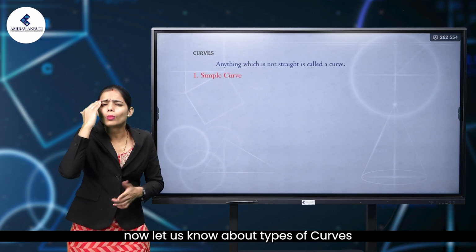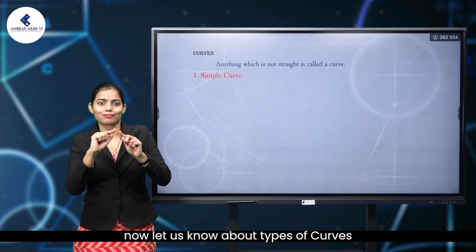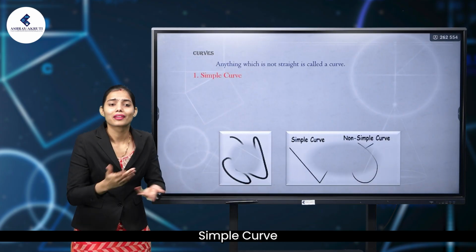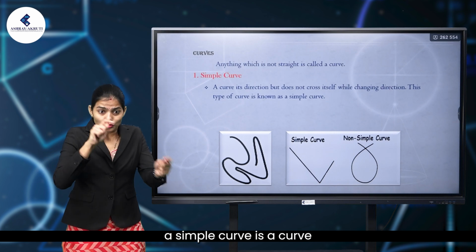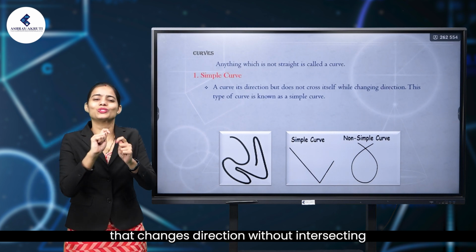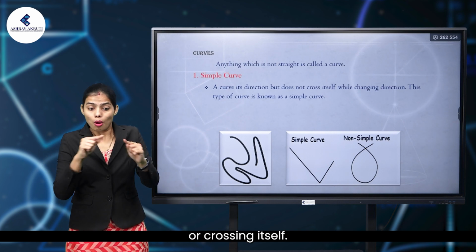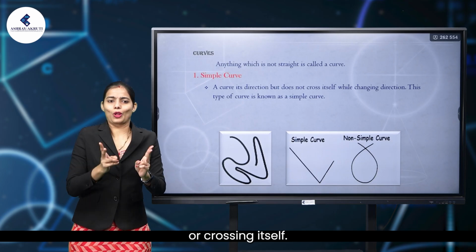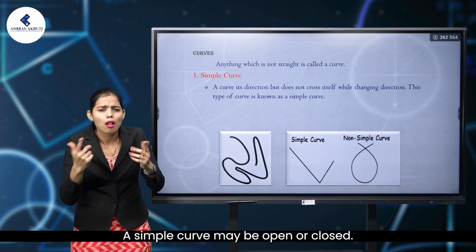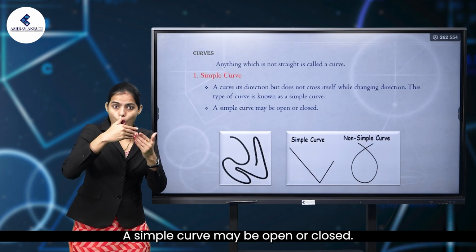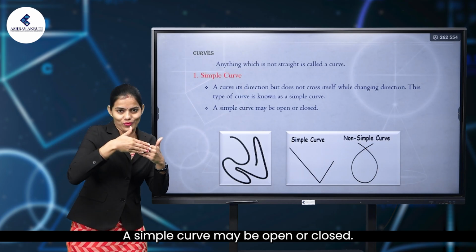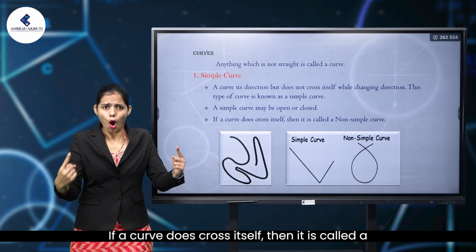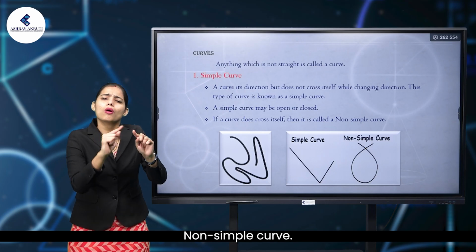Now let us know about types of curves. Simple curve. A simple curve is a curve that changes direction without intersecting or crossing itself. A simple curve may be open or closed. If a curve does cross itself, then it is called a non-simple curve.